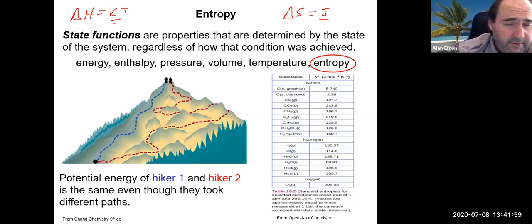The other important difference that you typically will see in terms of delta S and delta H values when you look them up on tables: delta S, for the most part, is all positive values.